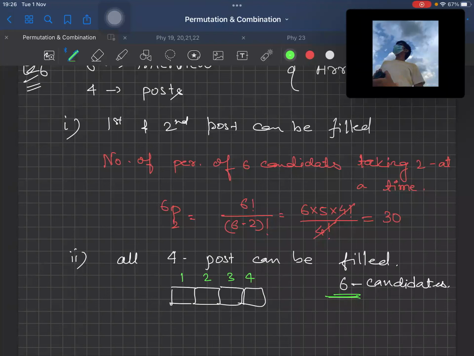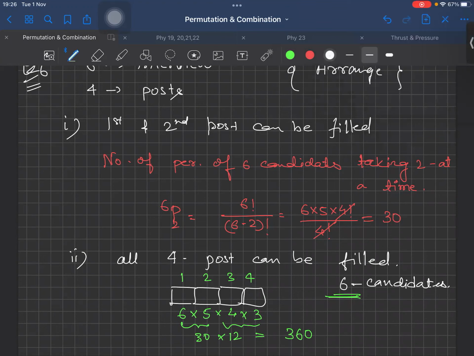Or you can just say the first position can be filled by any of the 6 candidates. Second position can be filled by any of the 5 remaining candidates. Third position can be filled by any of the remaining 4 candidates. And the last position can be filled by any of the 3 candidates. How much is this? This is your 30 and this is 12. So this will be 2, 3, and 6, 30, it's going to be 360. Yeah, 360. Got it? Anybody is having doubt here? No, sir. Okay, I'll move ahead.